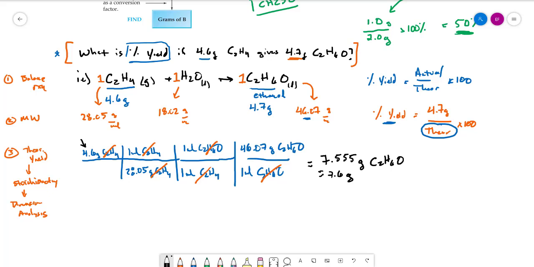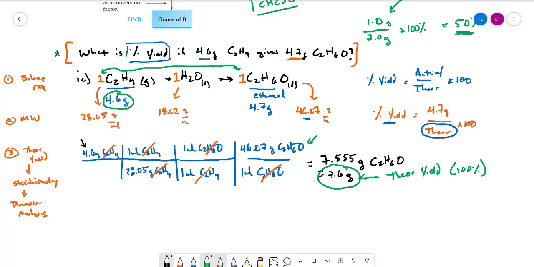Okay, so that 7.6 grams here, this is the theoretical yield of C2H6O that we would produce if we started with exactly 4.6 grams of C2H4 and we reacted them in a 1-to-1 ratio. And we assumed, again, this is at 100% conversion efficiency. So that's our theoretical yield. That's not our final answer, though, because we're being asked to compute the percent yield of the reaction.